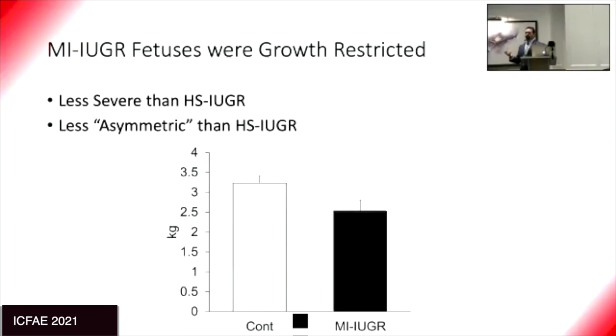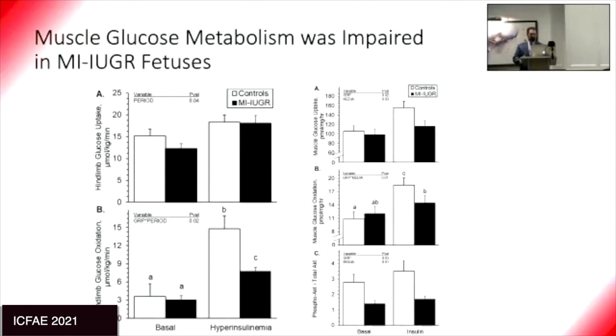They were also growth restricted. And so you see this is at necropsy at day 125. We'll say that growth restriction was less severe than the heat stress model, and the asymmetry in body composition that was produced was also less severe, but it was present. And then here's the big one, the glucose metabolism.